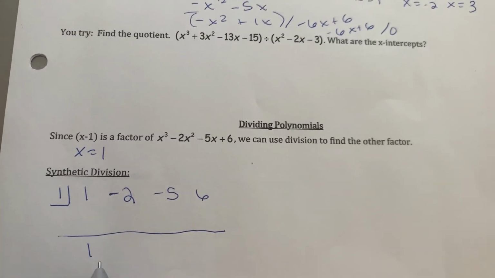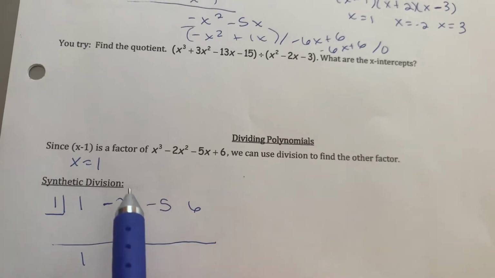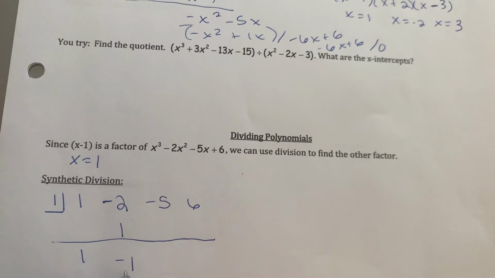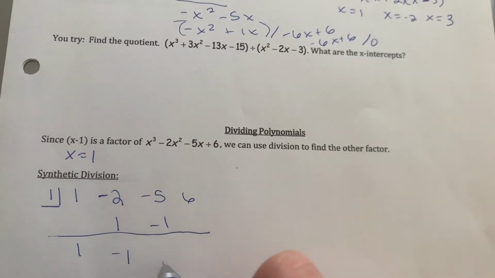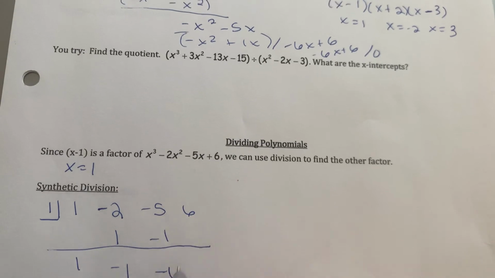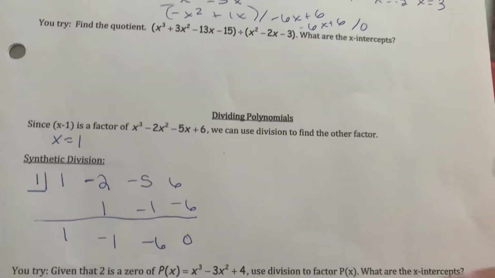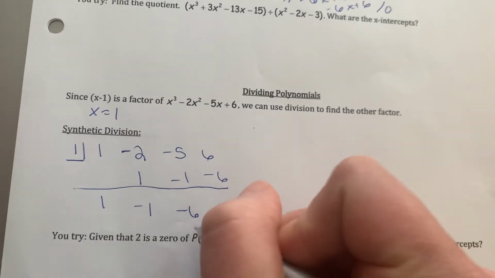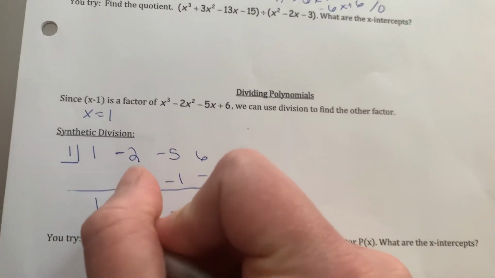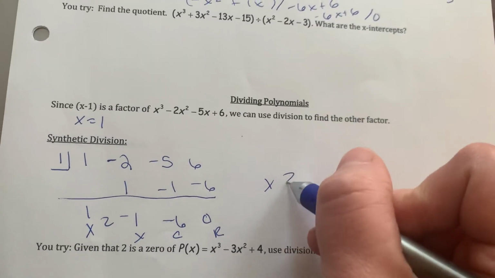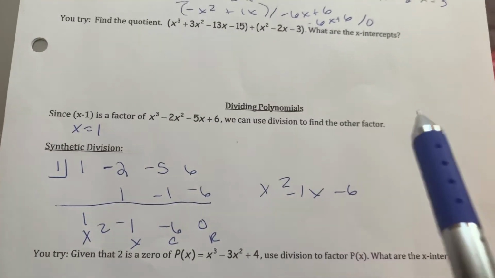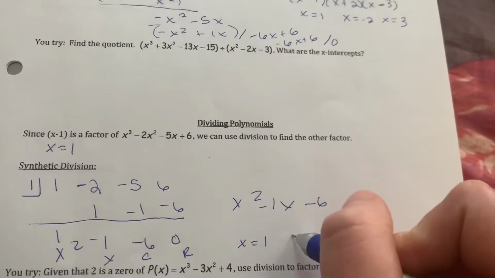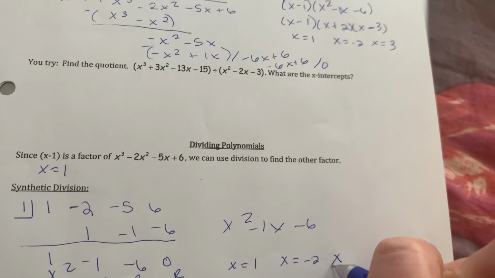1 times 1 is 1. Drop the next row. So negative 2 plus 1 is negative 1. 1 times negative 1 is negative 1. Drop those numbers, you get negative 6. 1 times negative 6 is negative 6. Your remainder is 0. So that means it is a factor. So you're left with a constant, an x, and x squared. So you're left with x squared minus 1x minus 6, which is what we had up here. And then you keep factoring, so your answers are 1, negative 2, and 3.